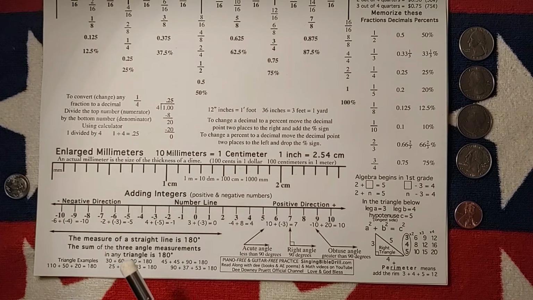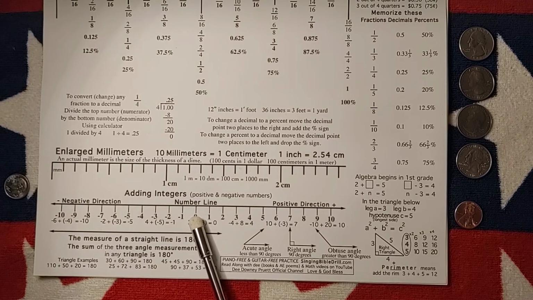So if you're adding integers, you're starting with 0. If it's positive, you'll go in the positive direction, that first number. If the first number is negative, you'll go in the negative direction. Let's do some of these problems. Let's start this one.